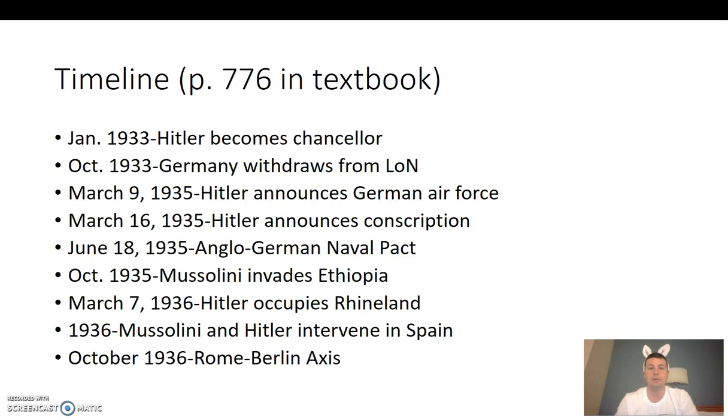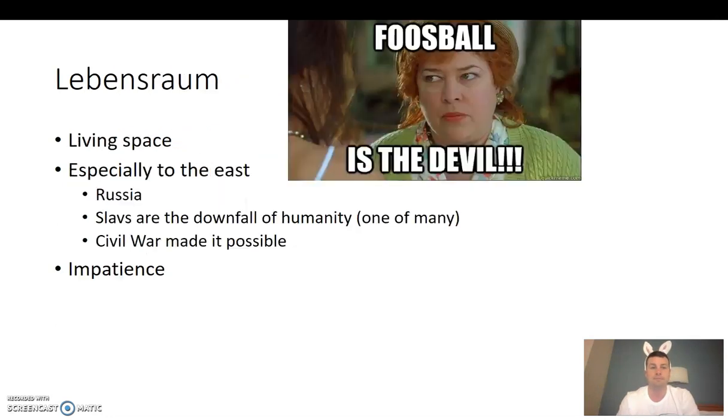Mussolini and Hitler are going to intervene in Spain. We talked about Guernica and Pablo Picasso and how the ideas of what will eventually become known as the Blitzkrieg are going to be tested out in the Spanish Civil War, along with Generalissimo Francisco Franco. And then in October of 1936, we see the Rome-Berlin axis, and that's kind of where we're going to leave off with this origin story.